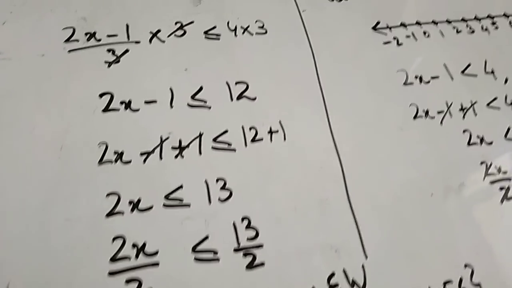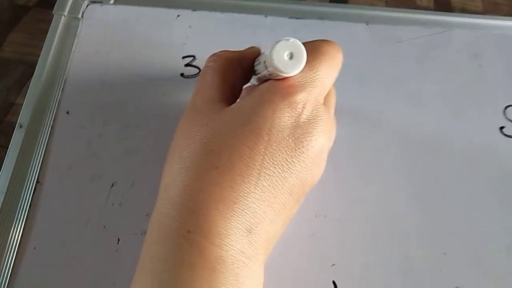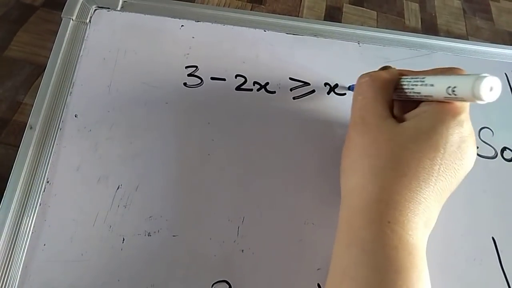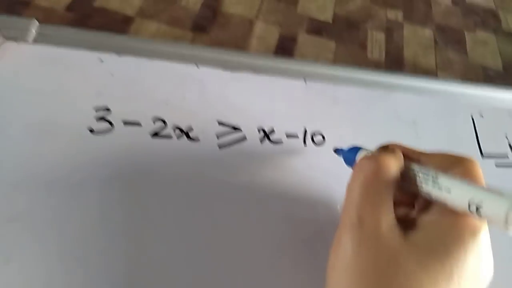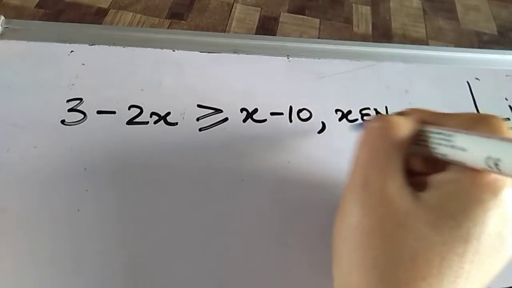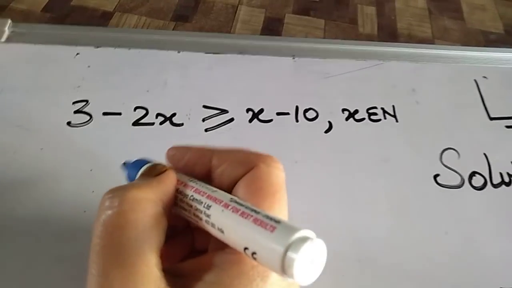Now let us take another example, children, where this negative sign is also there. Let us take this example. 3 minus 2x is greater than or equal to x minus 10, and x belongs to N, natural numbers, as the replacement set. I have to find the solution set of this.